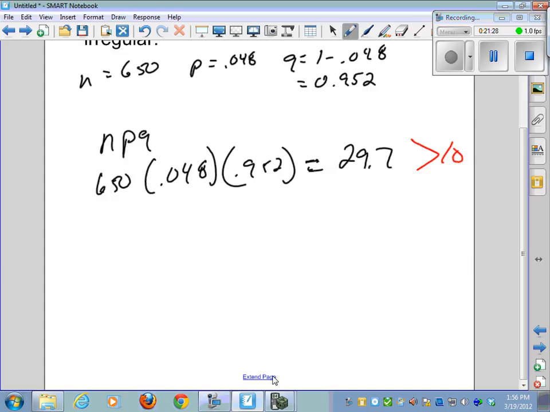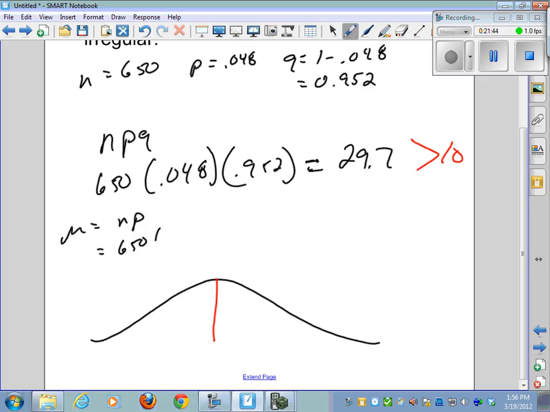Okay? So I'm going to redraw my curve. Oh, I don't have an average yet, do I? No, I don't. I got to do that first. Sorry. So my average mu is n times p, 650 times 0.048. So in an average lot of sweatshirts, if 4.8% are irregular and you got 650 to check, you can expect 31.2 to be something wrong with them, right?